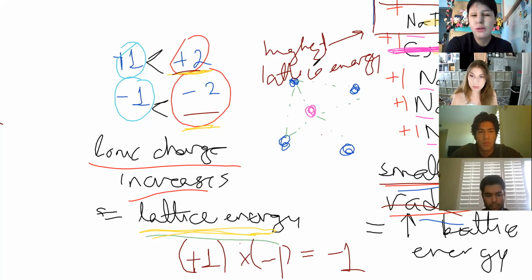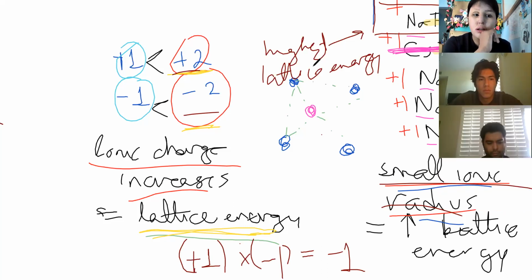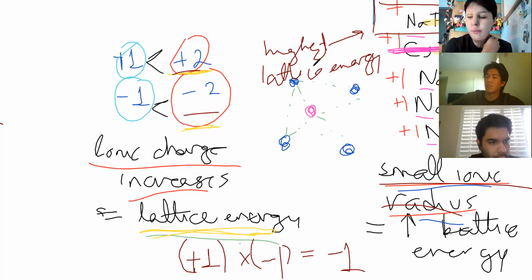But that would be useful for other problems. Not in this case, since they're all -1, right? So for this one, it wouldn't be much of a difference because they're all -1. Exactly. So if the ionic charge is the same for all of these, the next step is to find out which one has the smaller ionic radii, for both the cation and the anion. All right.